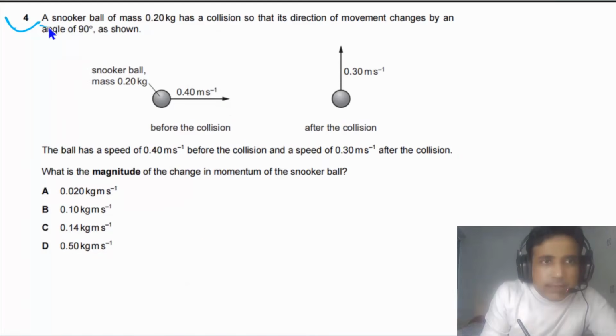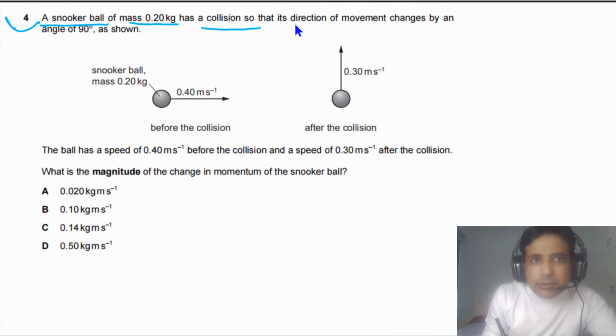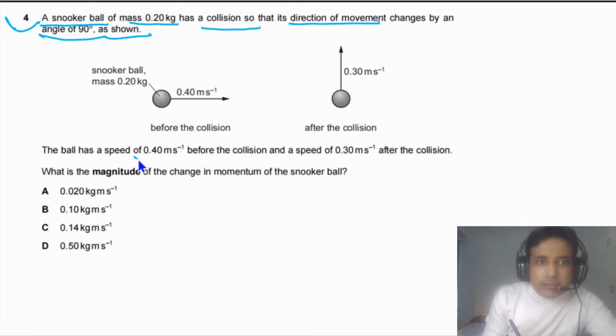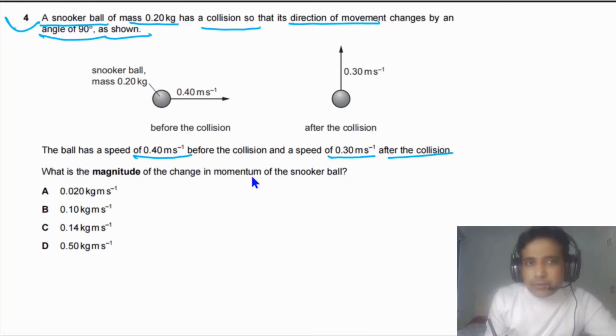Question number 4 says a snooker ball of mass 0.20 kg has a collision so that its direction of movement changes by an angle of 90 degrees as shown in the figure. The ball has a speed of 0.40 meters per second before the collision and a speed of 0.30 meters per second after the collision. We need to find the magnitude of the change in momentum of the snooker ball.